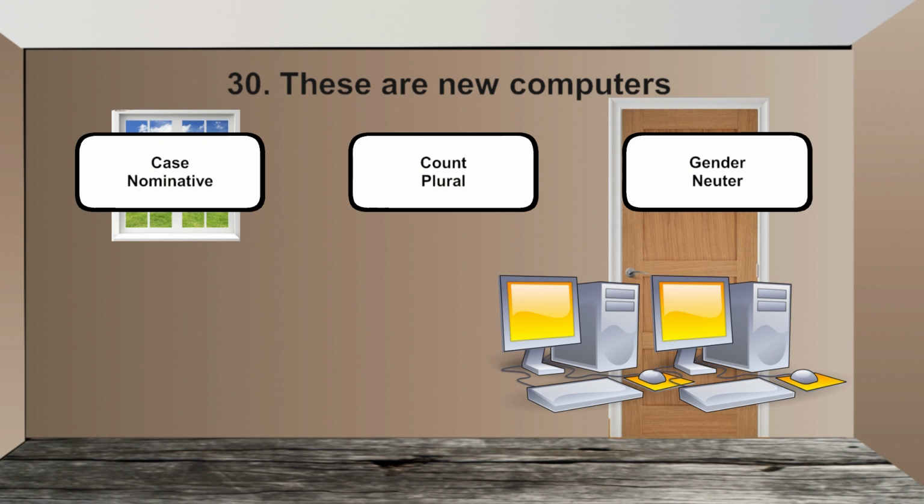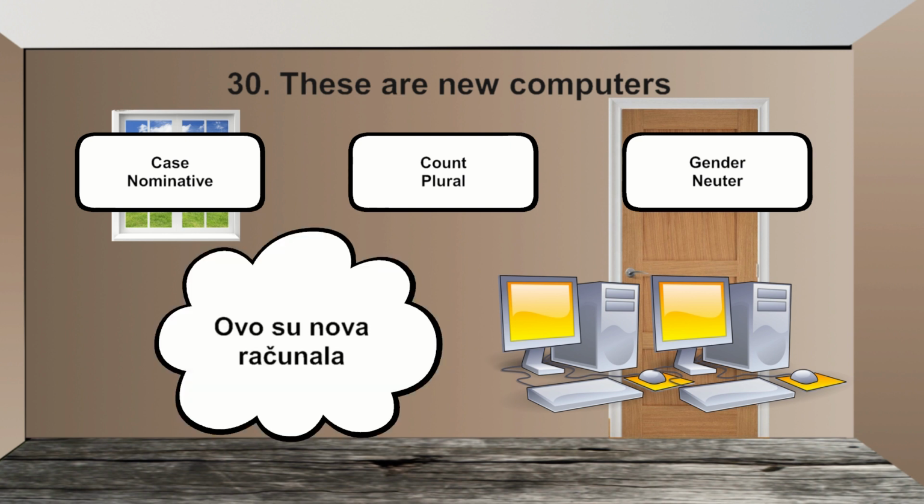Question 30. Pitanje 30. These are new computers. Neuter, plural. Ovo su nova računala. Ovo su nova računala.